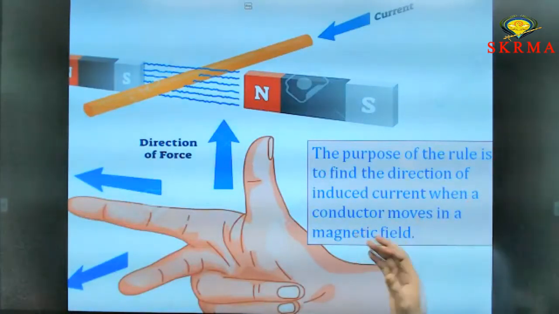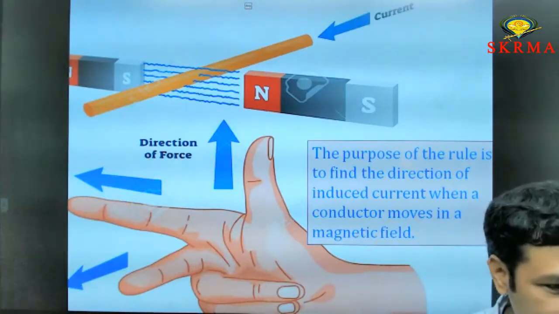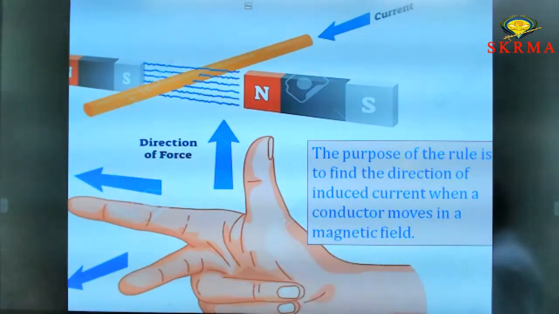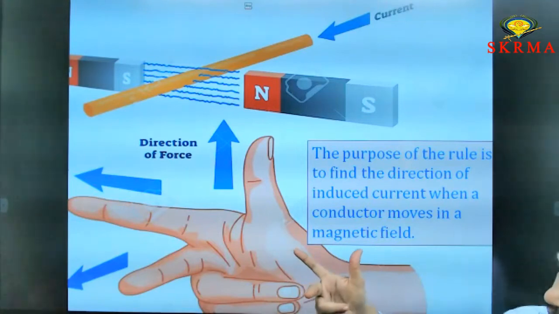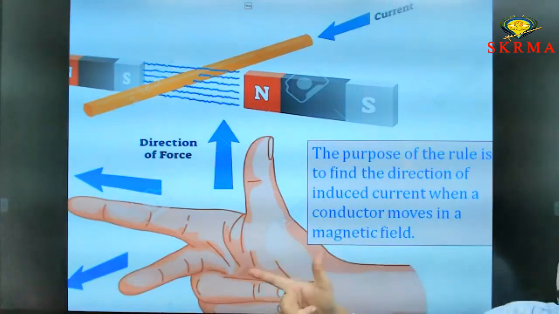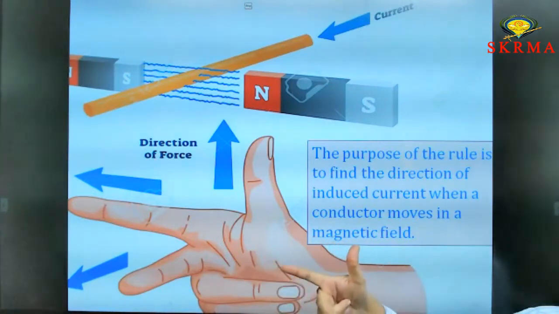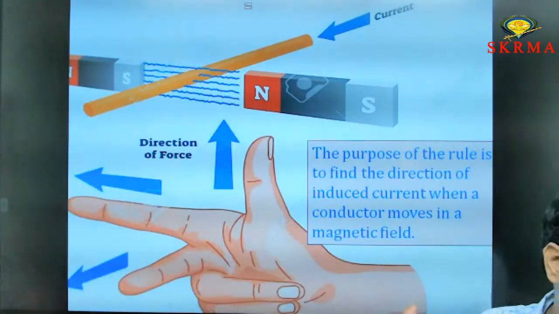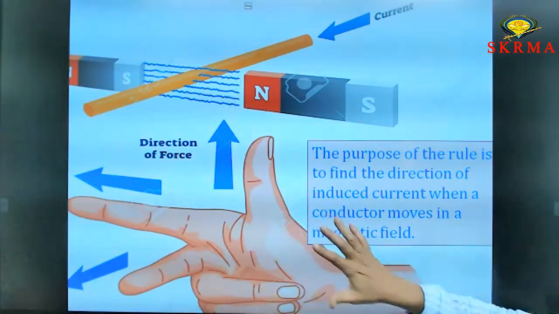Here, in order to represent the direction of induced current, we use the right hand. What is the right hand rule? If you observe this diagram, place three fingers, the forefinger, thumb, and middle finger, perpendicular to each other. If the middle finger represents the direction of induced current, and the thumb represents the direction of force, then the forefinger represents the direction of field. That is the basic diagram for this.